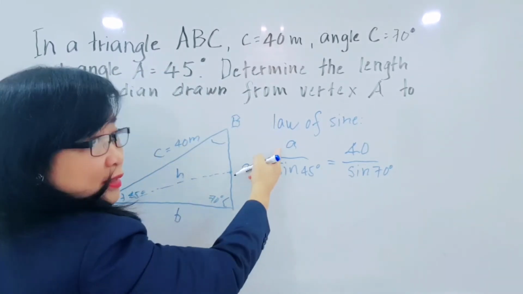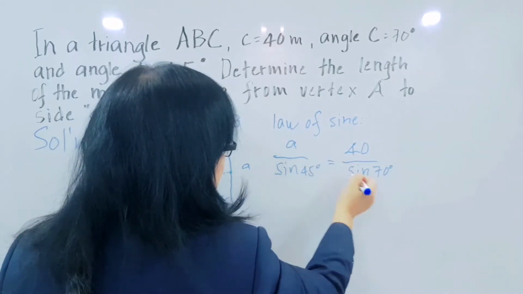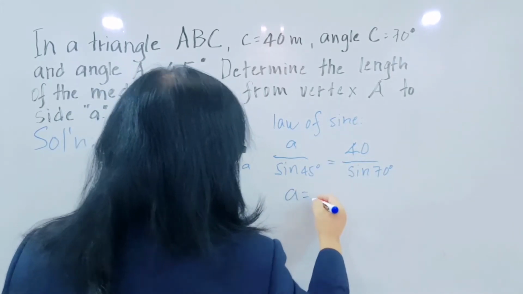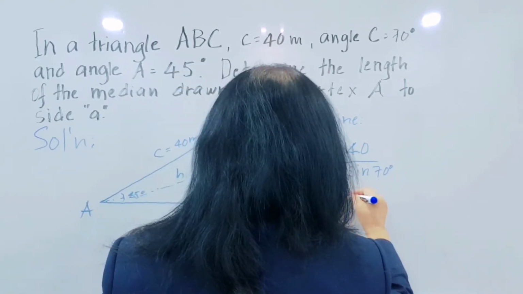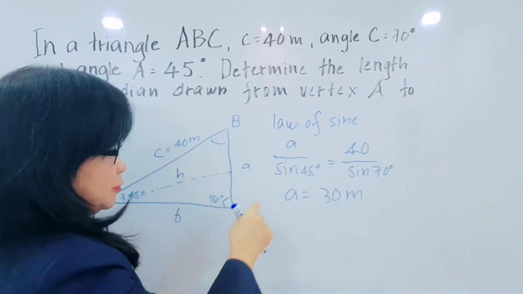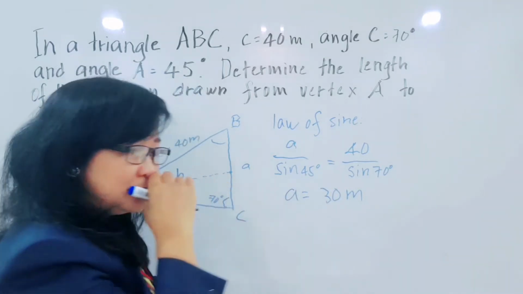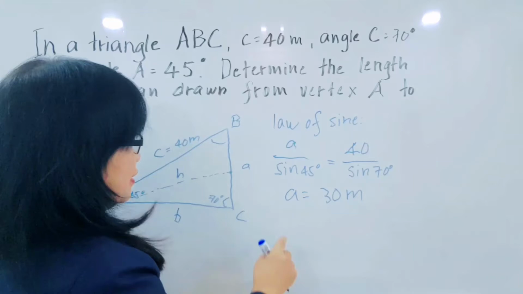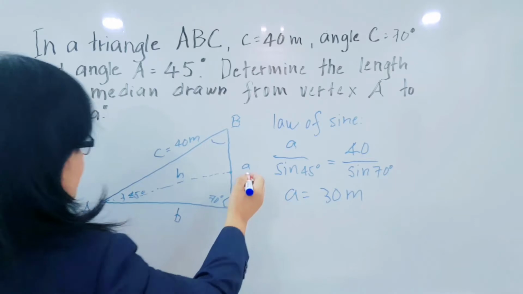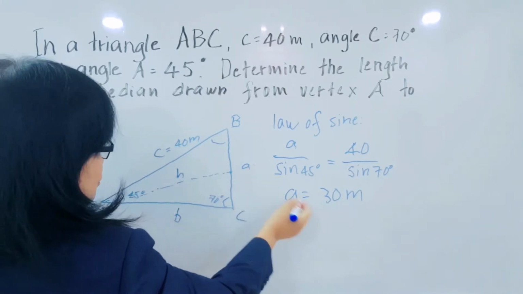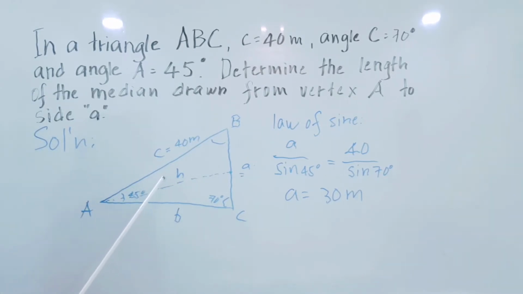Now, we have only one unknown, so we can solve this one because all the others are given. So, cross multiplying, A therefore is equal to 30 meter. Of course, because we have angles involved here, that's why we have to use the scientific calculator. Therefore, A is equal to 30 meter. We already solved A. Now, we are looking for H.